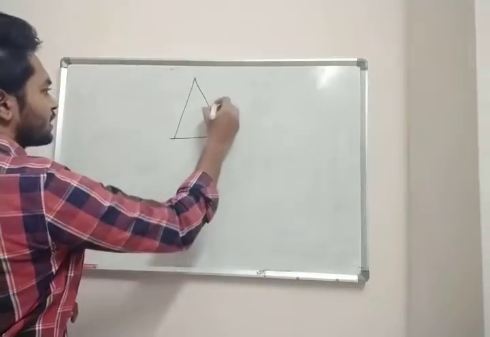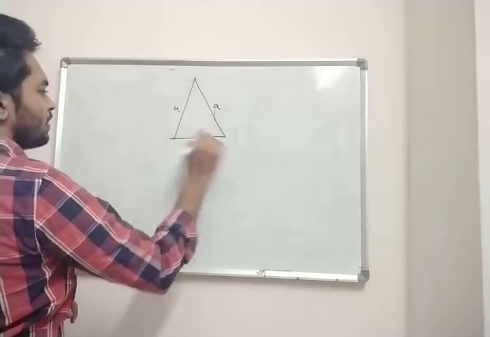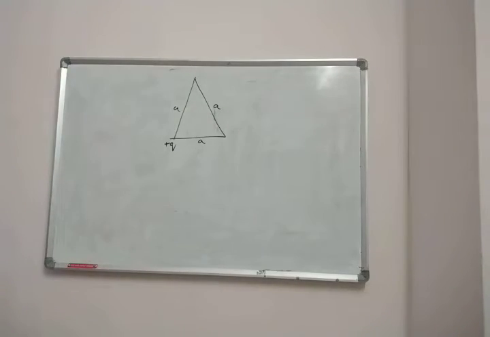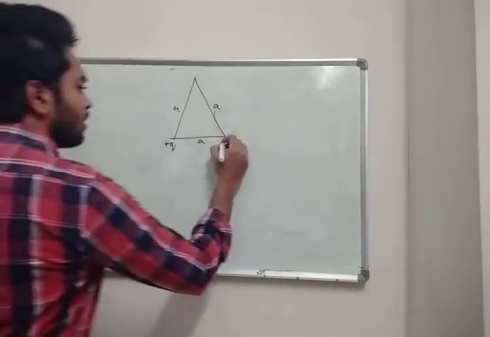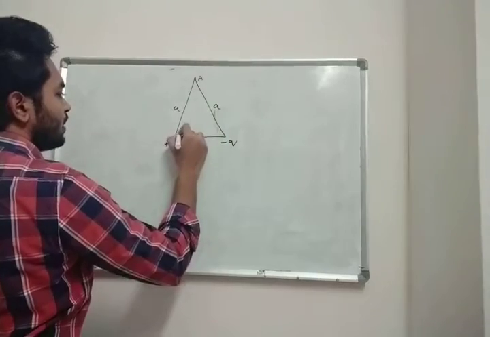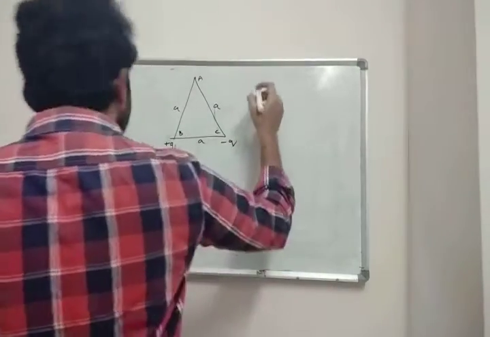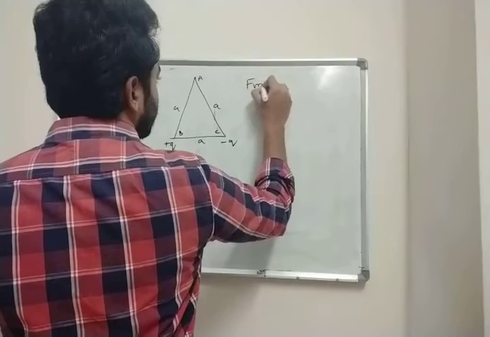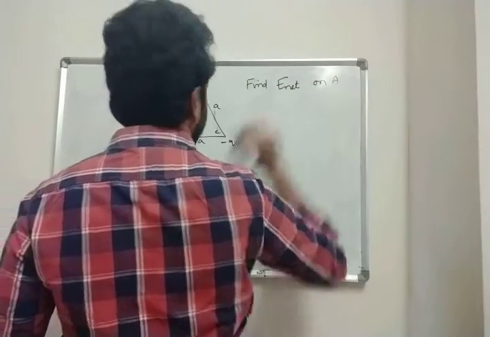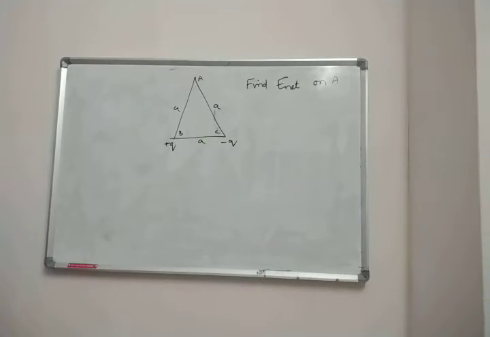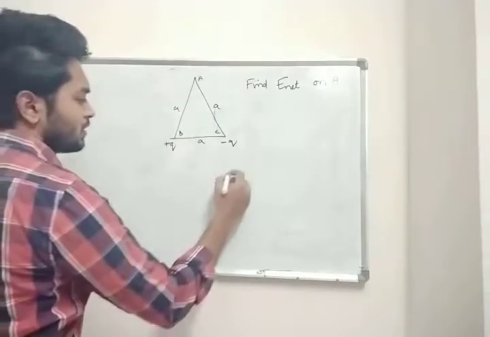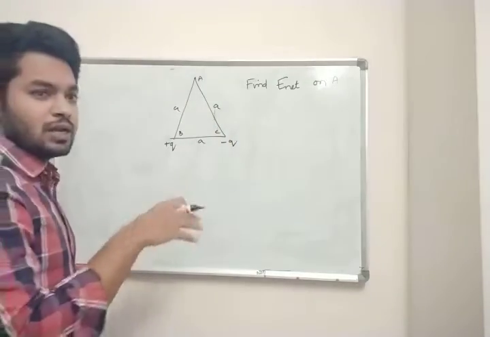This is our equilateral triangle. Here at A we have positive Q, here we have negative Q, and this is A, B and C. Now the question is: find the net electric field at A. That is the question, and how to do it.